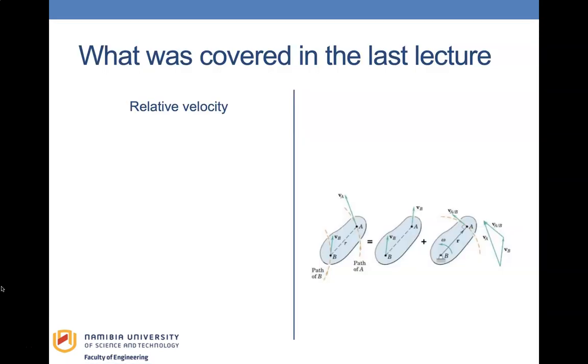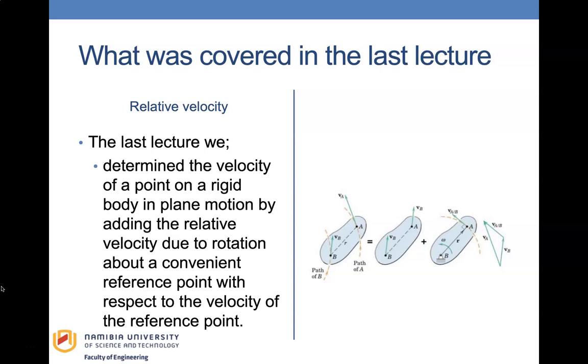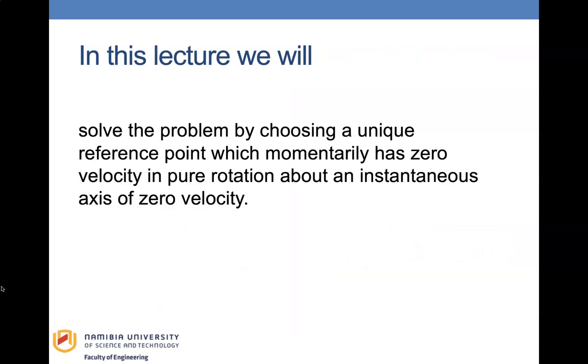In our last lecture, we determined the velocity of a point on a rigid body in plane motion by adding the relative velocity due to rotation about a convenient reference point to the velocity of the reference point. In the first part of this lecture, we will solve the problem by choosing a unique reference point which momentarily has zero velocity in pure rotation about an instantaneous axis of zero velocity. This is called the instantaneous center of zero velocity.